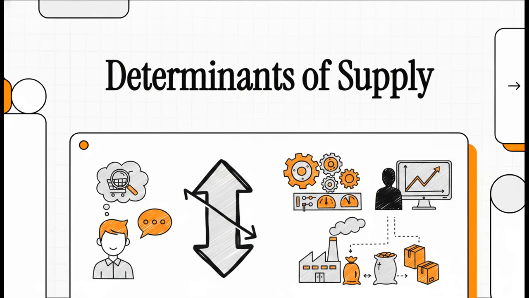Welcome to the Explainer. We usually spend so much of our time thinking like consumers, right? Always hunting for deals and buying exactly what we need. But today, we're totally flipping the script. We are going to step behind the curtain and enter the fascinating control room of a producer to see exactly what shapes their market plan.